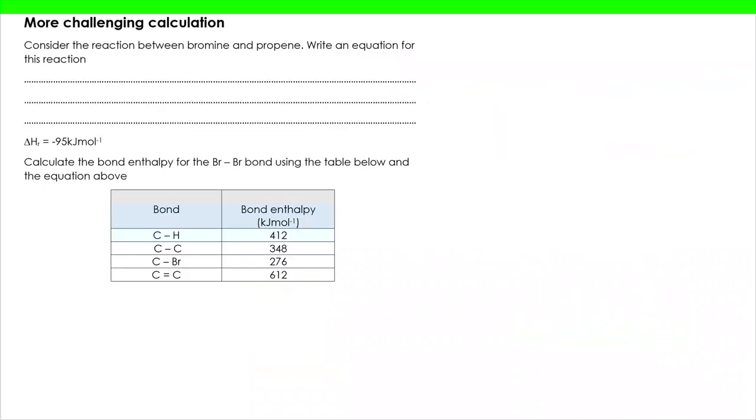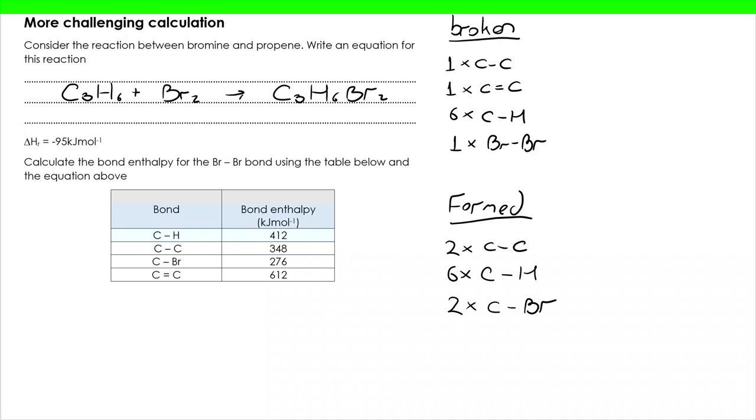Slightly different calculation here for you to try. Have a go and see how you do. So the equation itself is just good practice. And now let's look at bonds broken and bonds formed. In propene, I'm breaking a CC bond, a C double bond C bond, 6 CH bonds, and I'm breaking 1 BR-BR bond. But I'm forming in the dibromoethane 2 CCs, 6 CHs, and 2 CBRs.